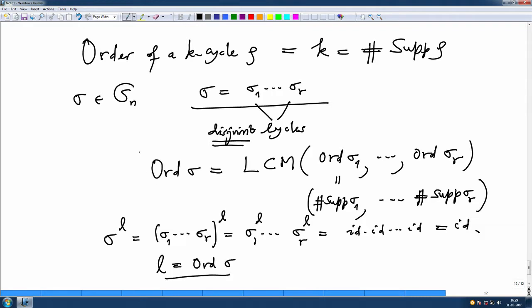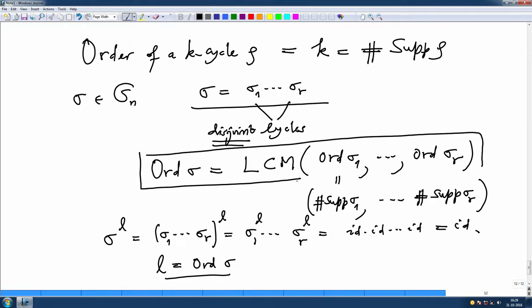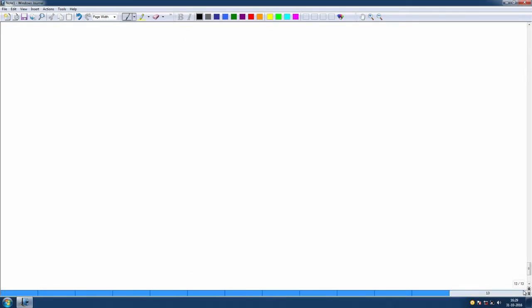So, nice formula. Order is computed by using the LCM. Of course, one needs to calculate the LCM. LCM is computed by using the prime decomposition, which I will not address here. So, to each permutation sigma, we have attached an integer which is the order of sigma.